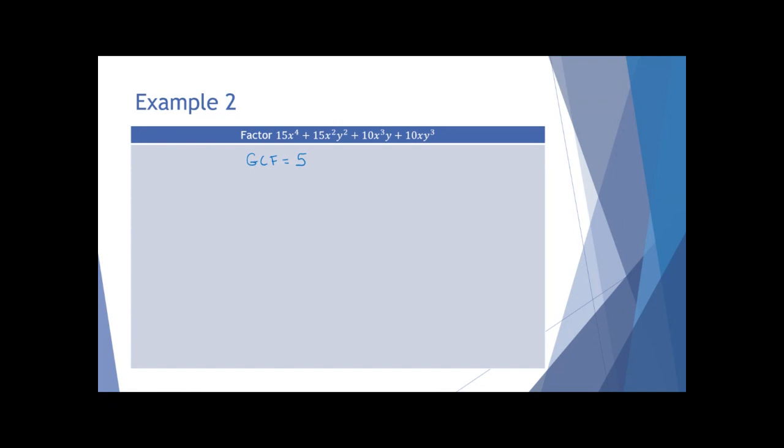Now I look at my variables. I have x's in all 4 terms, so I look for the smallest exponent, which is in the last term, which is just an x. And then I have y's in 3 of the terms, but I don't have it in the first term. So because it's not in the first term, I can't factor out a y. So my greatest common factor is just 5x. So I am going to divide that out of all 4 terms before I do anything else. This takes a while just to write all of this down.